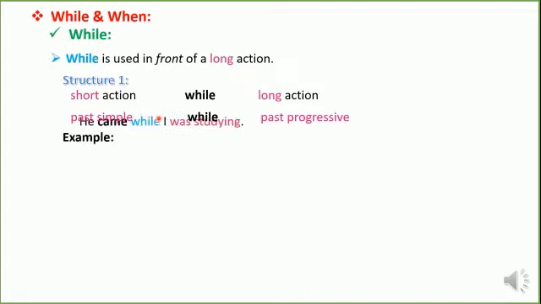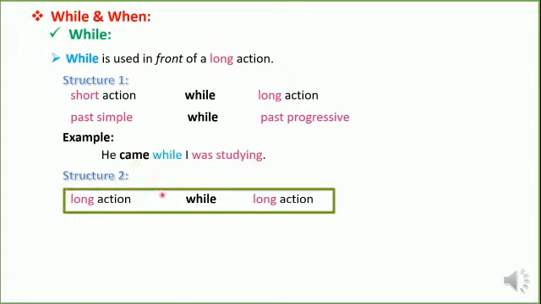For example: he came while I was studying. Look at this sentence. Both verbs, came and was studying, show past tense. But the verb that happened first is the past progressive. Look here, we have was studying. While I was studying, something interrupted me. That action should be in the simple past tense: came.